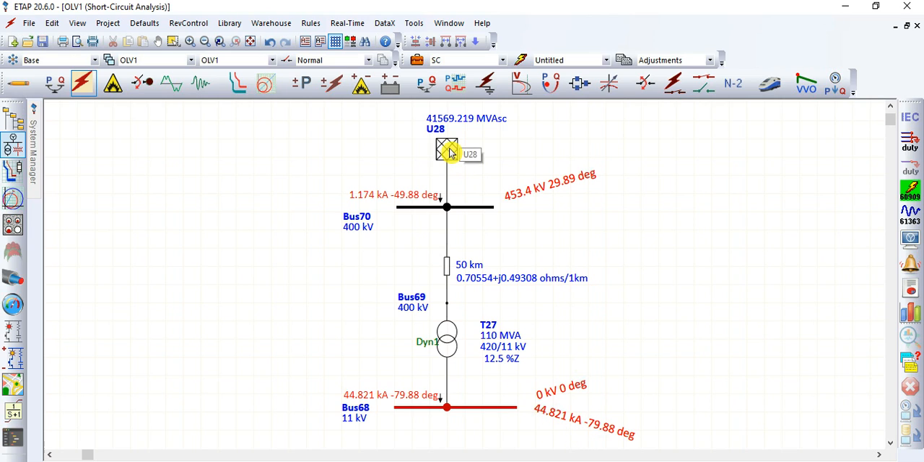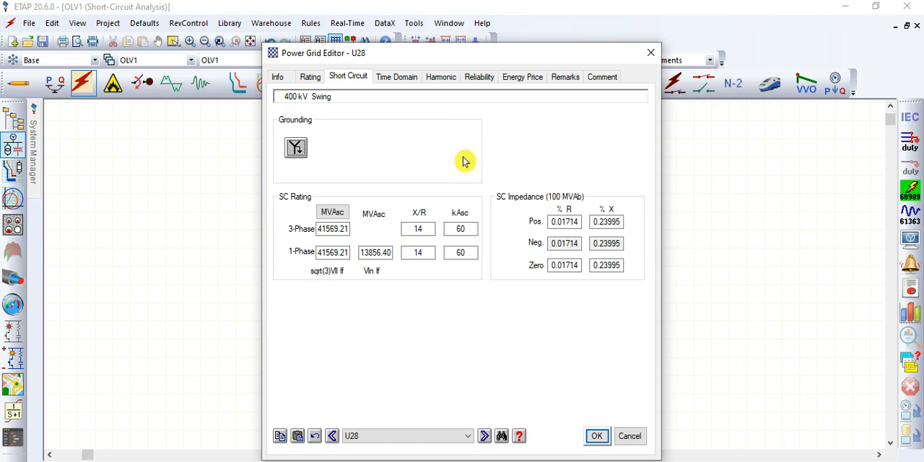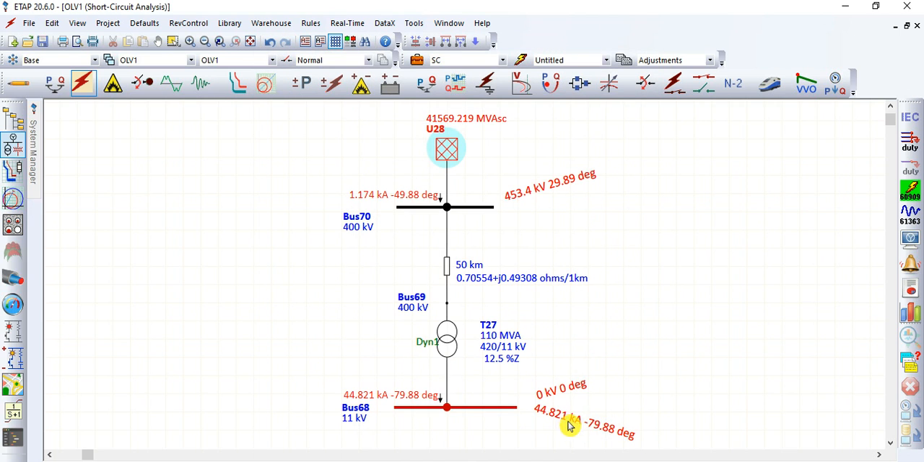Whenever we are changing the grid short circuit current by 20 kiloampere here, instead of 40 we are considering now 60. Now, the short circuit current at the transformer secondary side, this 11 kV bus, it is not increasing in that ratio. It is only less than 1 kiloampere. It is 44.82 kiloampere only. So that's what, if you have the transformer, then no need to worry about what is happening towards the grid side.